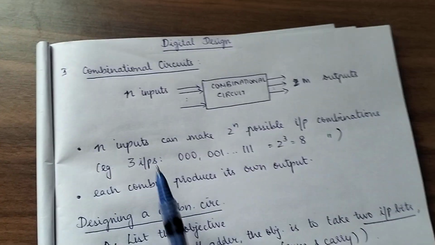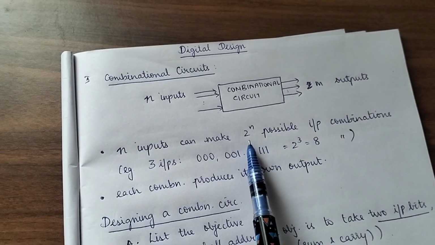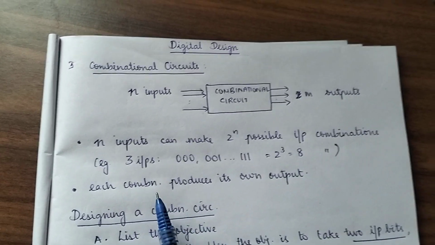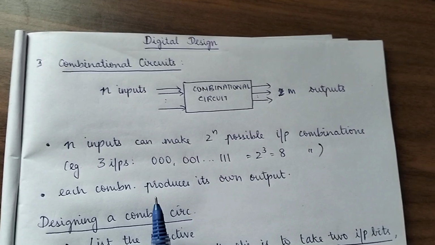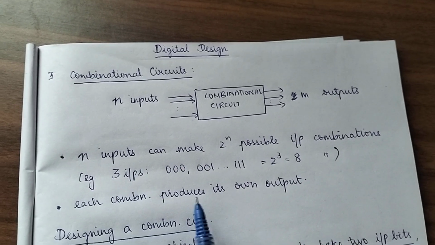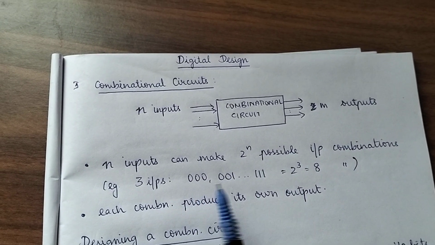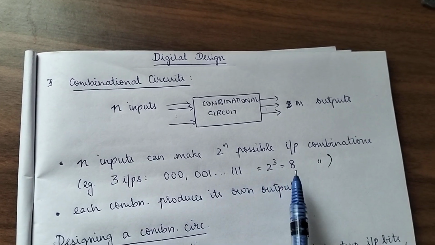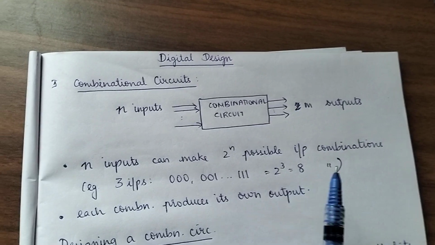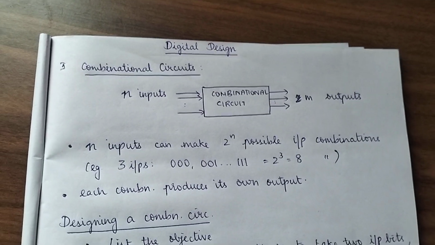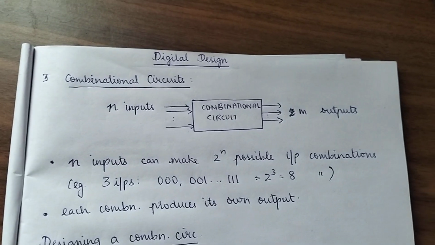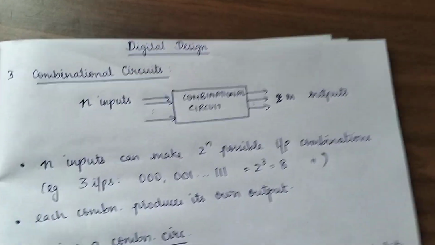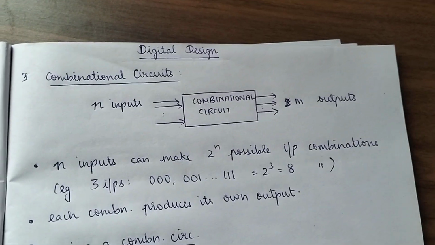And these n inputs can be of 2 power n possible combinations. For example, if you take 3 inputs x, y and z, the combinations possible are 0, 0, 0, 0, 0, 1 and so on up to 1, 1, 1, which are 2 raised to 3, that is 8 combinations. Similarly, if I say I have 2 inputs x and y, then the possible combinations are 0, 0, 0, 1, 1, 0 and 1, 1, which is 2 raised to 2, which is 4 combinations, and so on.